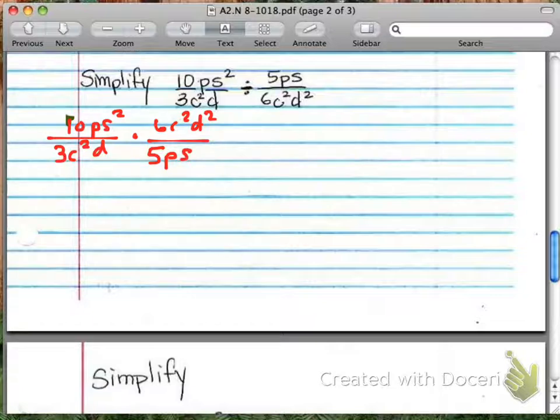So we multiply by the reciprocal, right? We just flipped it. We took this from the denominator, put it on the numerator, put the numerator on the denominator. All we did is flip it. Why is the bottom not negative?